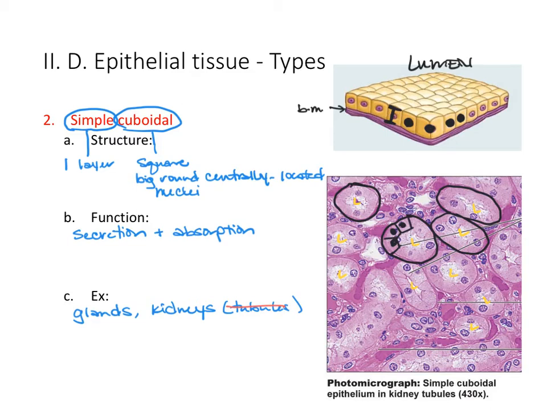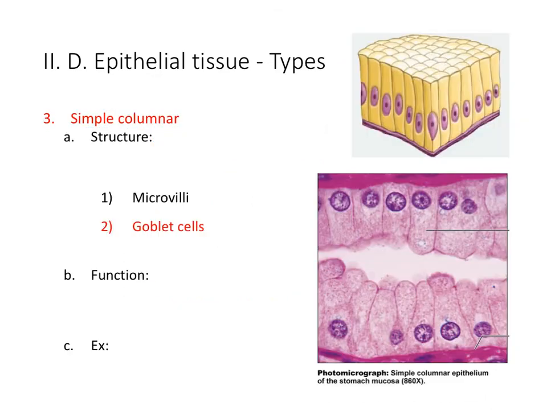I just want to remember I can find some of this in my kidneys. In lab, we're going to look at the thyroid, which is an example of a gland, and that's where we'll see our simple cuboidal epithelium. The next type of tissue is going to be simple columnar.